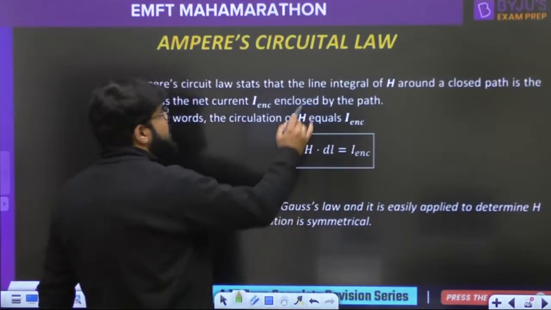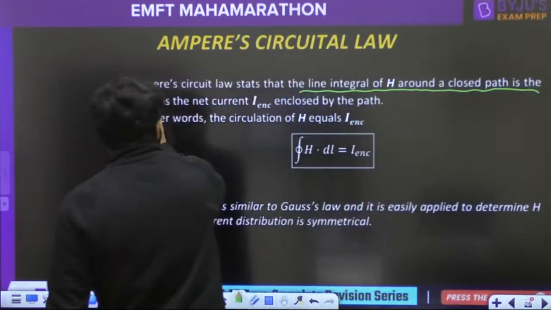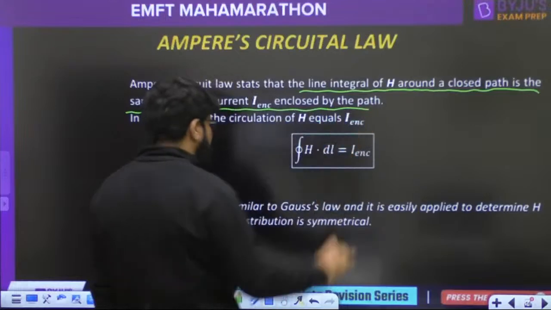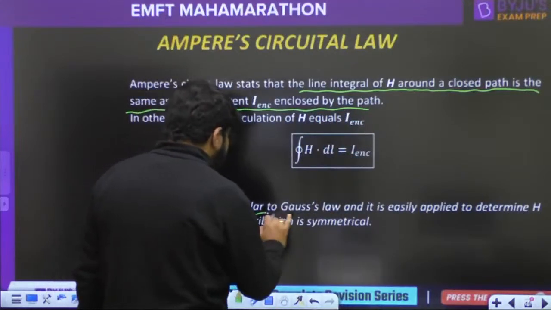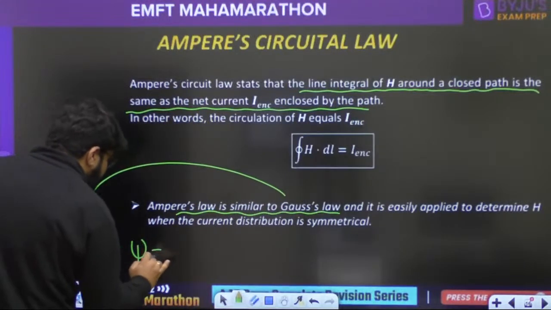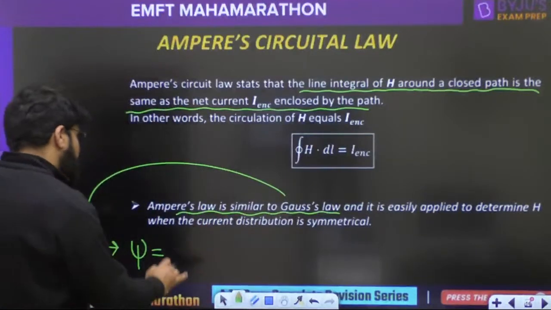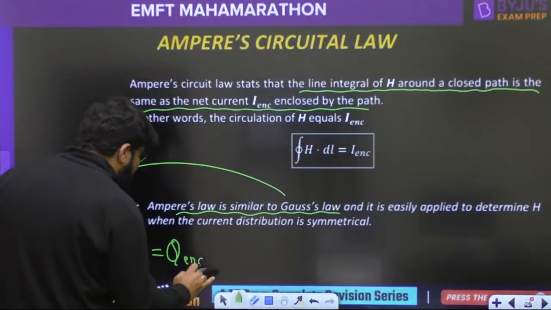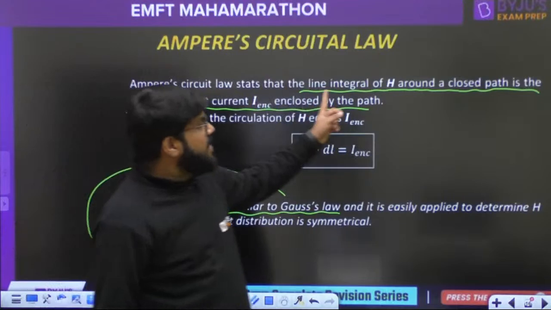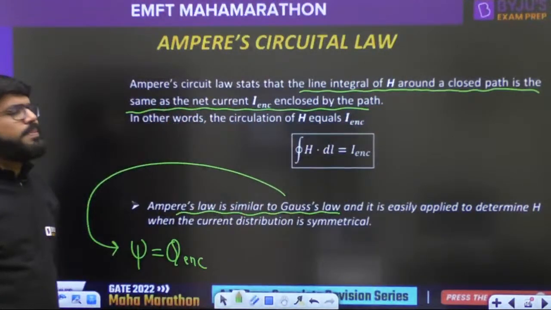Ampere circuital law states that the line integral of H, the circulation of H around a closed path, is the same as the net current enclosed by that path. A little bit analogous to the Gauss law. In Gauss law, what did we talk about? The flux. Yesterday we revised the Gauss law. The flux crossing any closed surface is equal to the charge enclosed by that surface. Here, the line integral of field around a closed path is equal to the current enclosed by that path.